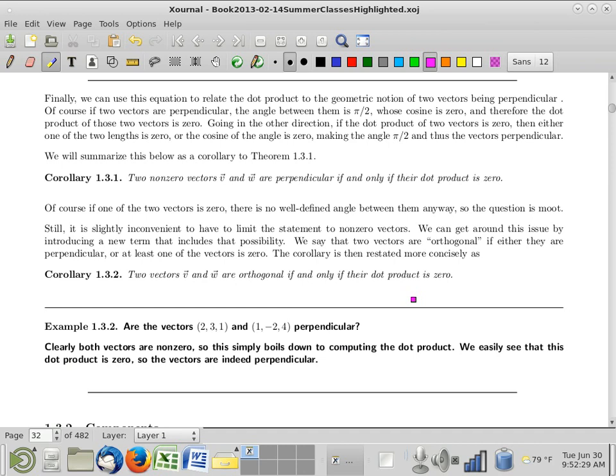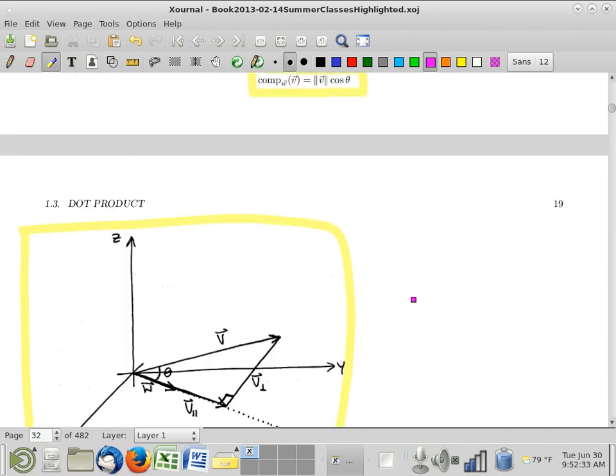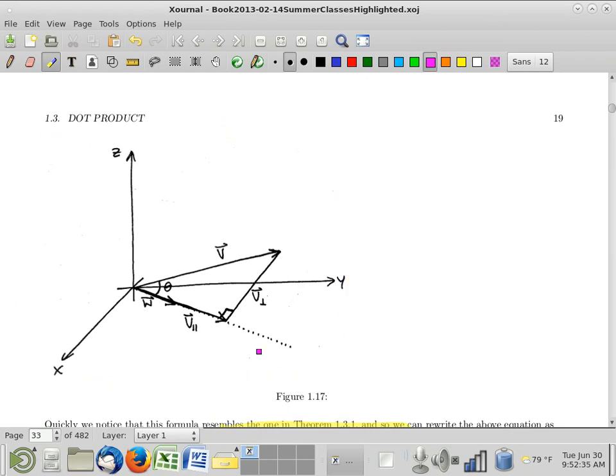All right. Okay, so here's another application. I want to talk about components. Here's a picture of what components look like. If you have a vector and a second vector, now my second vector here, that W vector, I want to think about the line through the origin that second vector W defines.